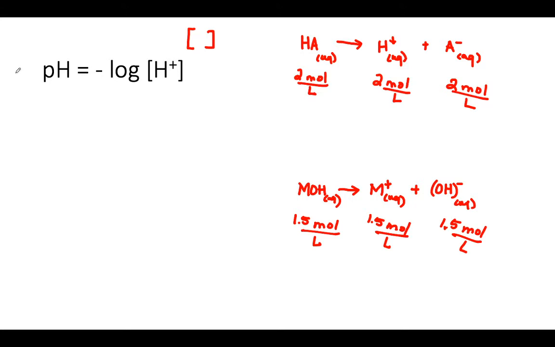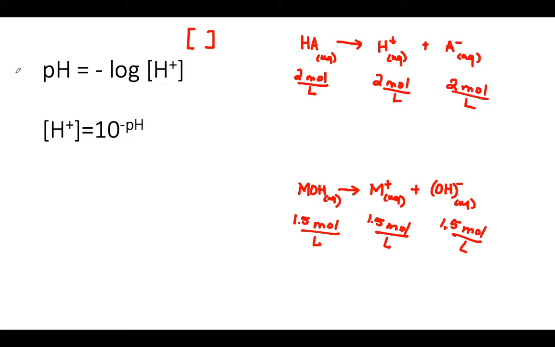And say, for example, I have the pH, but I need to find the concentration of H plus ions. The formula you can use to represent that would be: concentration of H plus ion is equal to 10 to the power of negative pH. So if I know the pH, I can find the concentration of H plus.